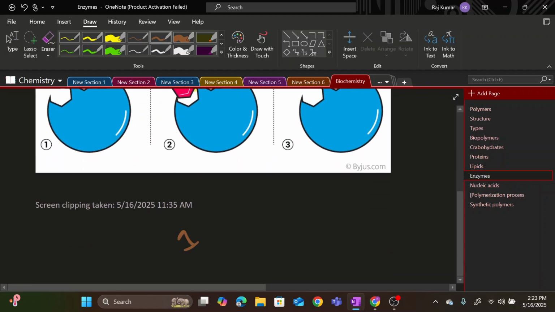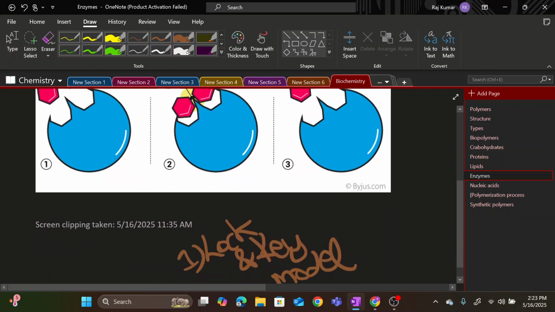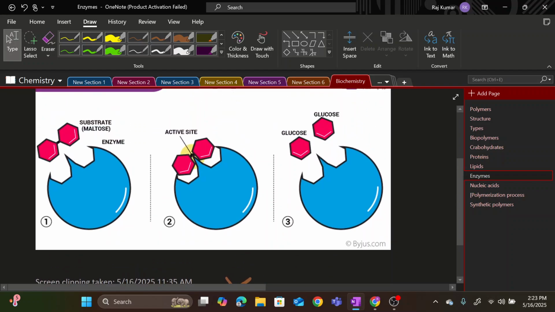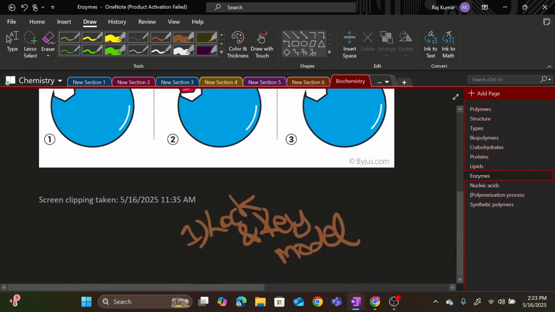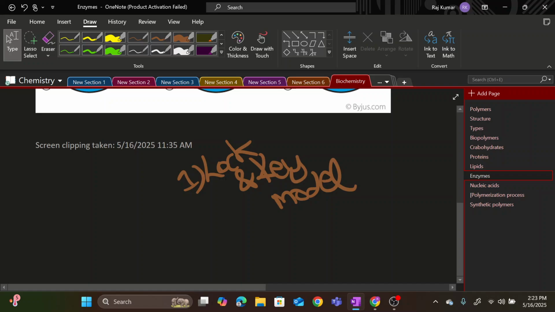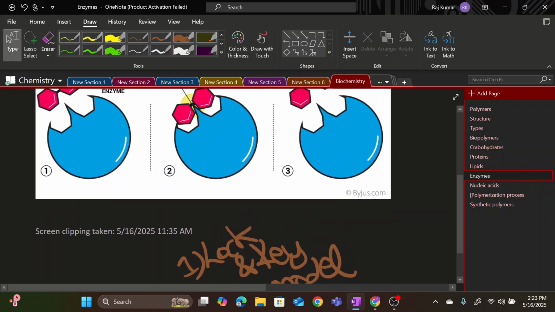There are two major models. Number one is the lock and key model. What does the lock and key model mean? It suggests that enzymes have a specific active site which is specific only for a particular type of substrate, and it is for this reason that it explains enzyme specificity. The second model is the induced fit model. What does the induced fit model say? It says that the enzyme's active site is very flexible.